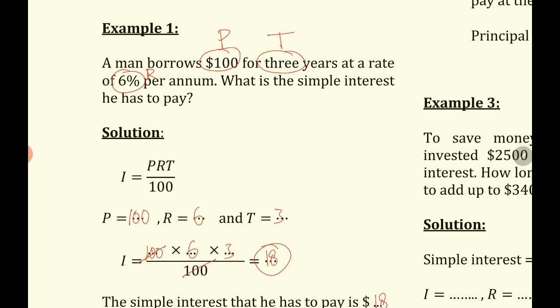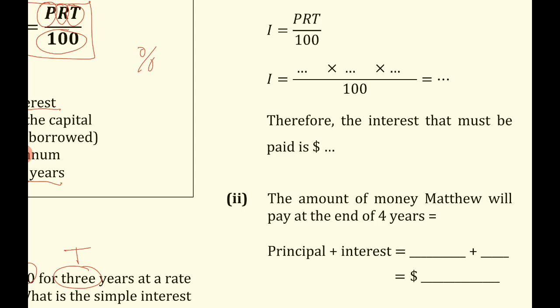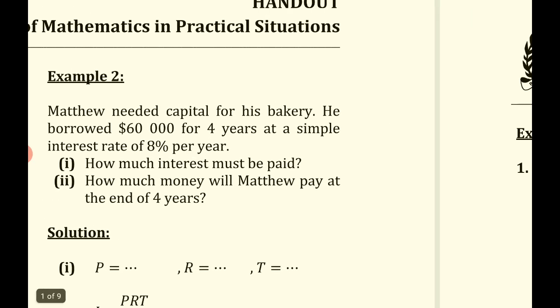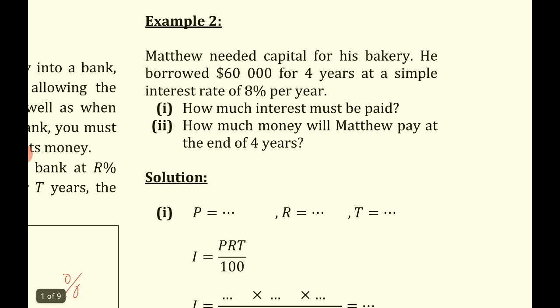Okay, so example 1, I hope you understand. Now go to example 2. Let's see the question. Matthew needed capital for his bakery. He borrowed $60,000. Okay, so $60,000 is the principal, P, for 4 years. Of course this is the time.